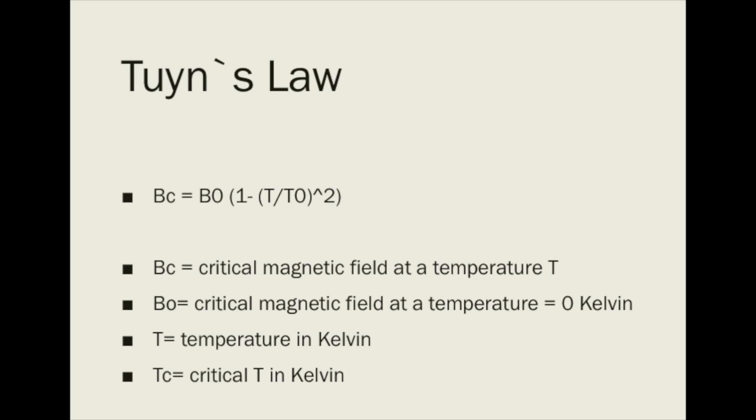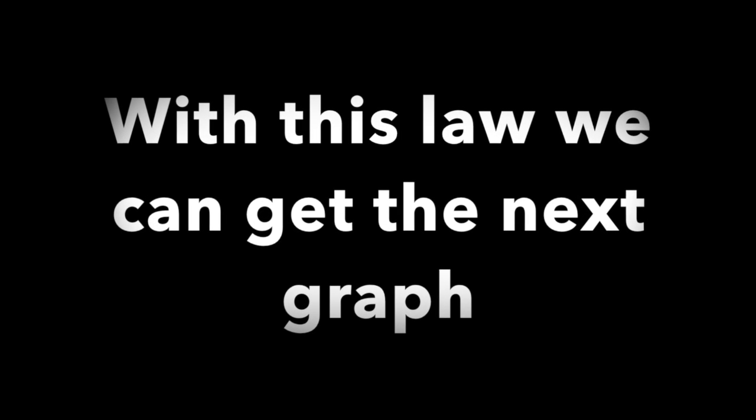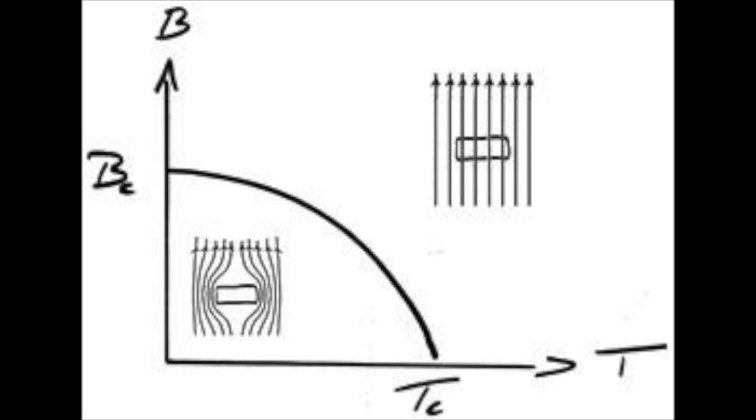The magnitude of the magnetic field at which the superconductor loses its superconductivity is known as the critical magnetic field for a superconductor. It is found experimentally and theoretically that this magnetic field is related to the temperature by the equation. In this graph we can see that the area under the curve is the superconducting phase, and the region outside represents the normal phase of the material.